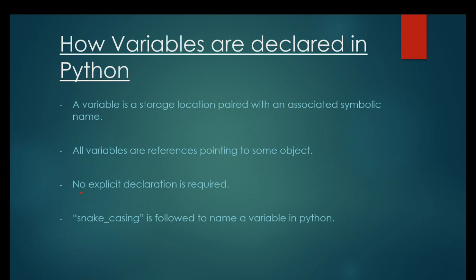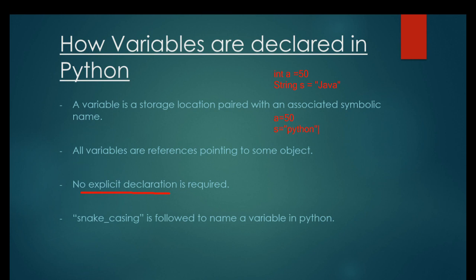Moving on to the third point. There is no explicit declaration required to declare a variable in Python. If you are aware of Java, there we used to declare the variables with the data type. For example, to declare an integer variable I would write int a equal to 50, and to declare a string I have to explicitly write String s equal to "Java". But in Python, no explicit declaration is required. It means that when you declare a variable, you don't need to explicitly define its data type. We can simply write a equal to 50 or s equal to "Python".